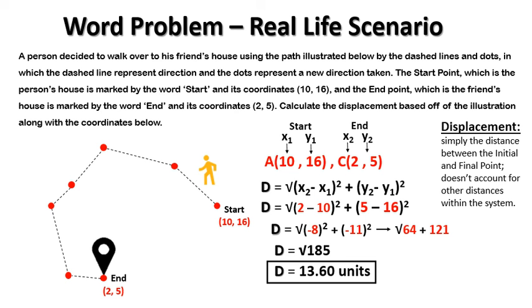So when we plug these values in, we'll plug it in as the square root of 2 minus 10 squared plus 5 minus 16 squared. So this evaluates to the square root of negative 8 squared plus negative 11 squared, which simplifies to the square root of 64 plus 121. When we add 64 and 121, this equals the square root of 185, which when rounded to the hundredths place ultimately equals 13.60 units. Thus, the displacement of this scenario is approximately 13.60 units.